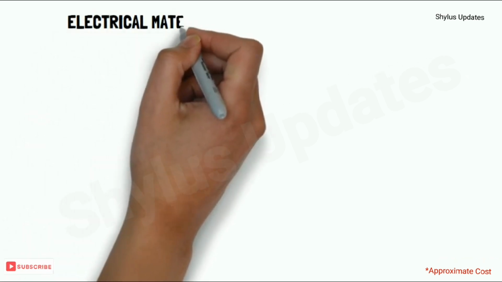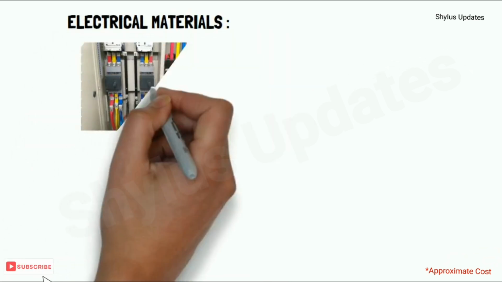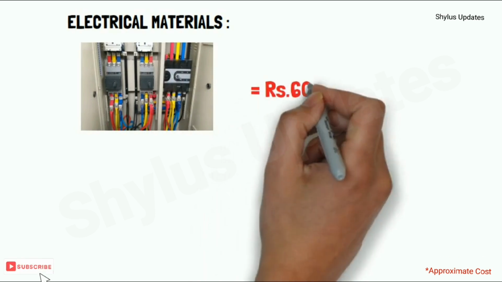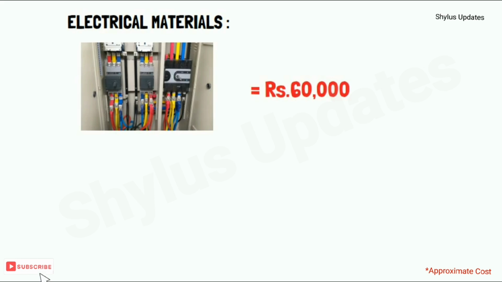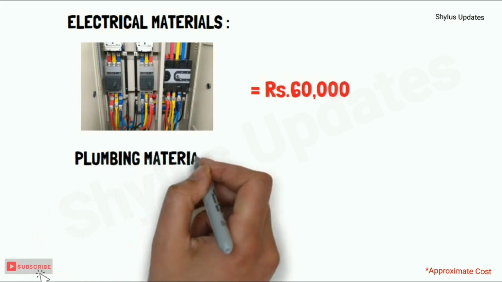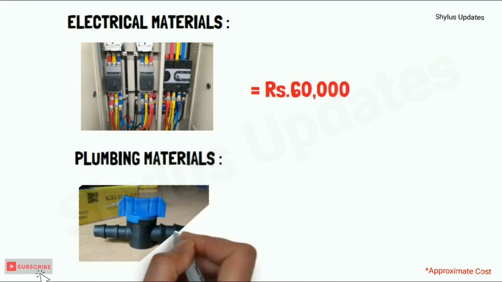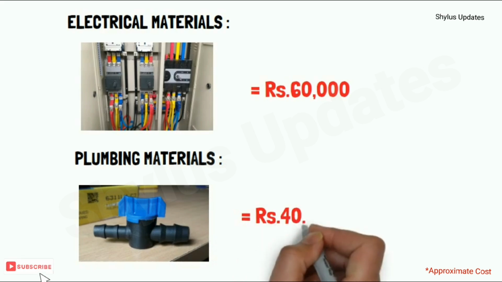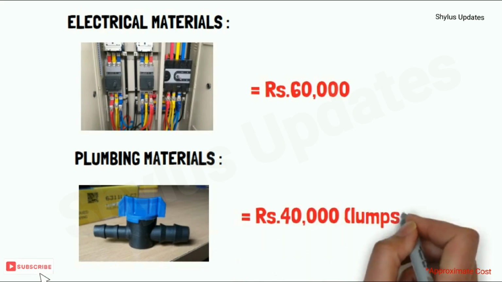Electrical materials. For 500 square feet house, the total amount for electrical materials are rupees 60,000. Plumbing materials. For 500 square feet house, the total amount for plumbing materials would be rupees 40,000.